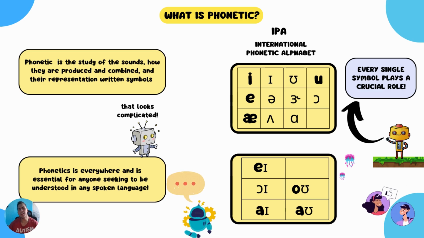So, first of all, we need to know what is phonetic. Basically, phonetic is everywhere, and every single symbol that you can see there plays its own role. Phonetics is the study of the sounds, how they are produced and combined, and their representation in written symbols. So basically, the letters are formed by sounds.